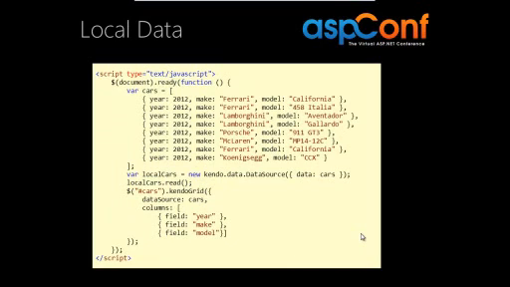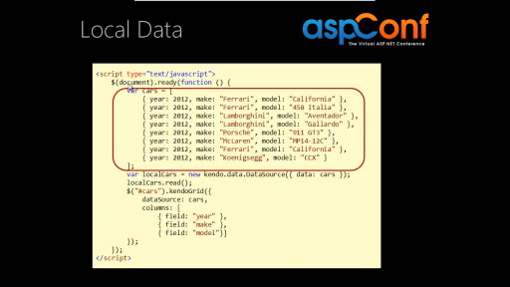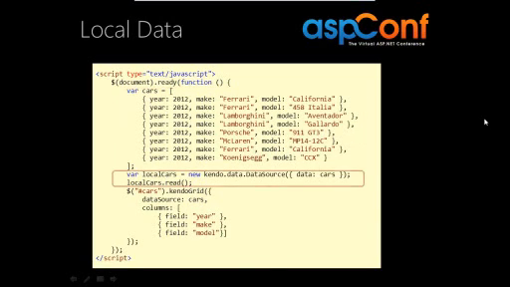So first we'll talk about local data. Local data is just, I have a local array of JavaScript objects. In this case, I have an array of cars. Then I create a new Kendo UI data source. So you can see here I have new kendo.data.DataSource, and I'm setting the data property equal to my cars JavaScript array. And then I call localCars.read. Anytime you create a data source, you always need to call the read method on it in order to read in the data.